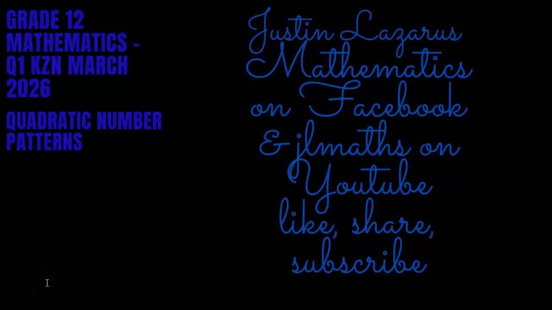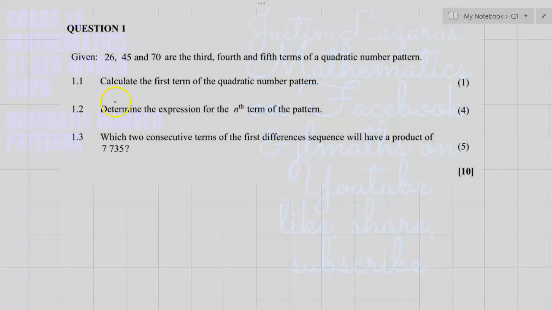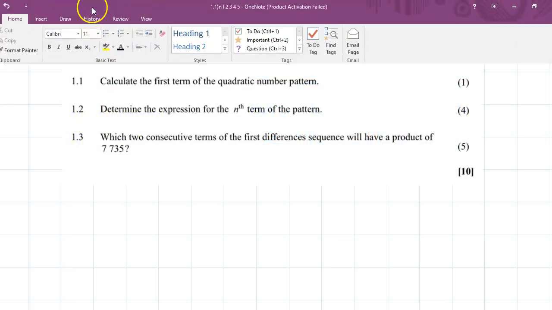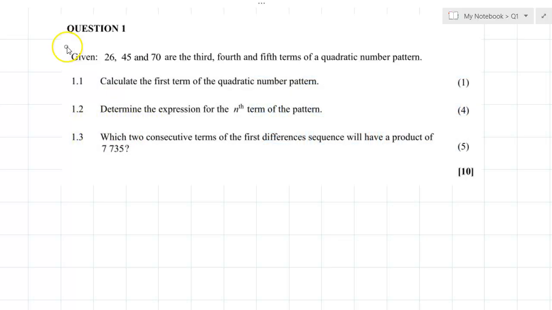Okay, so in this video, we're going to be looking at quadratic number patterns. If you look closely, it says you're given 26, 45, and 70 as the third, fourth, and fifth terms of the quadratic number pattern. So let's write that down. We're going to write down the terms that we have.